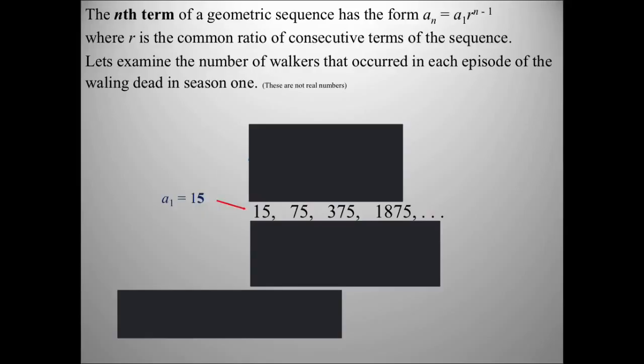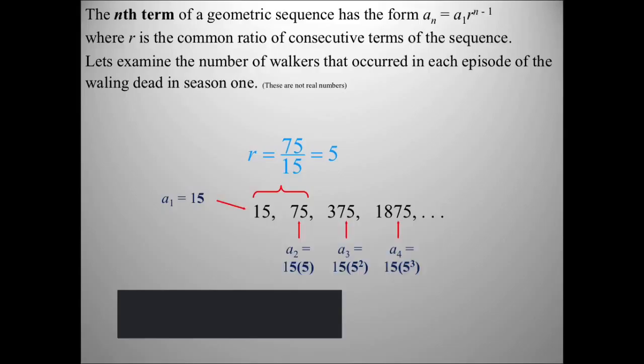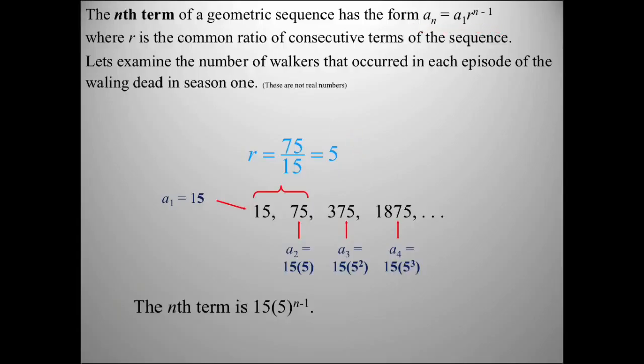Now that we know what our first term is, we want to find our common ratio, which we're going to find by dividing any two consecutive terms. So if we divide 75 by 15, we get that our common ratio is 5. We then want to verify that this ratio works for our entire sequence. So as we look ahead, we can see that the third term is 15 times 5 squared, again a power of 5. The fourth term is 15 times 5 to the third, which means we now can plug in our a value and our r value into our equation to get our geometric formula, which is 15 times 5 to the n minus 1 power.